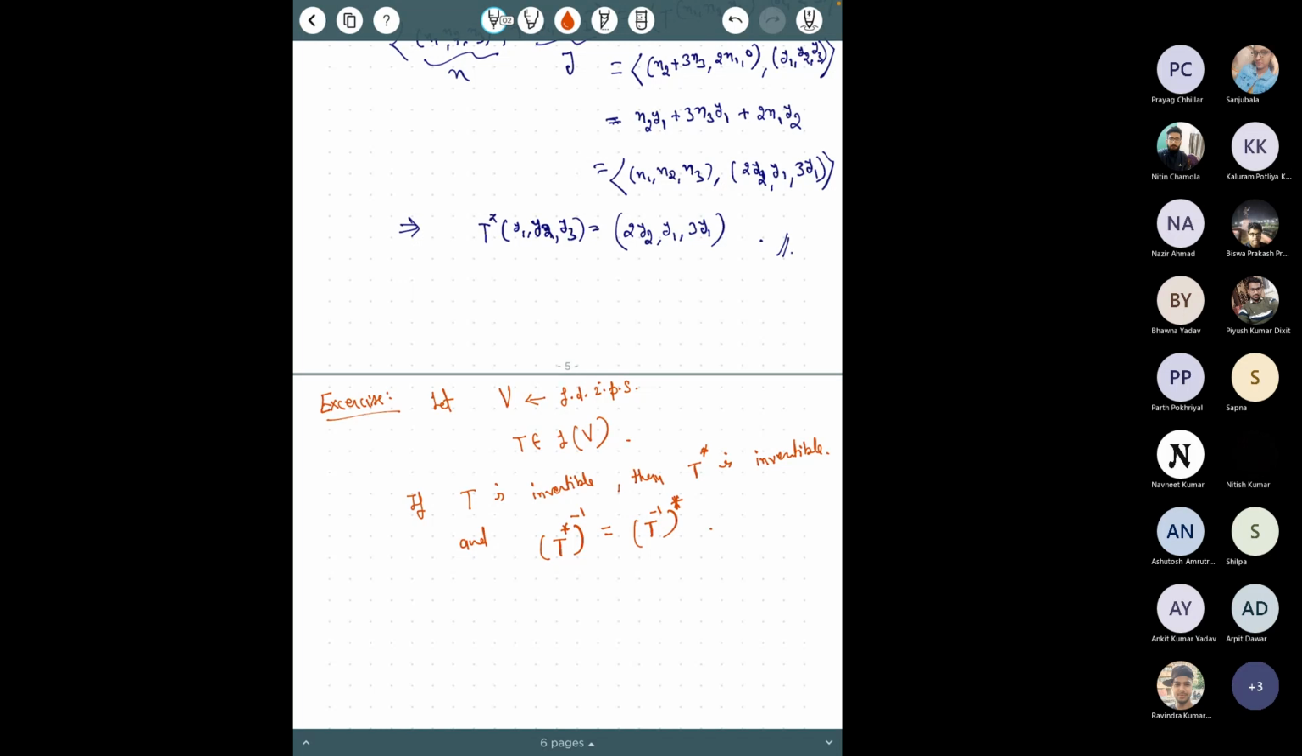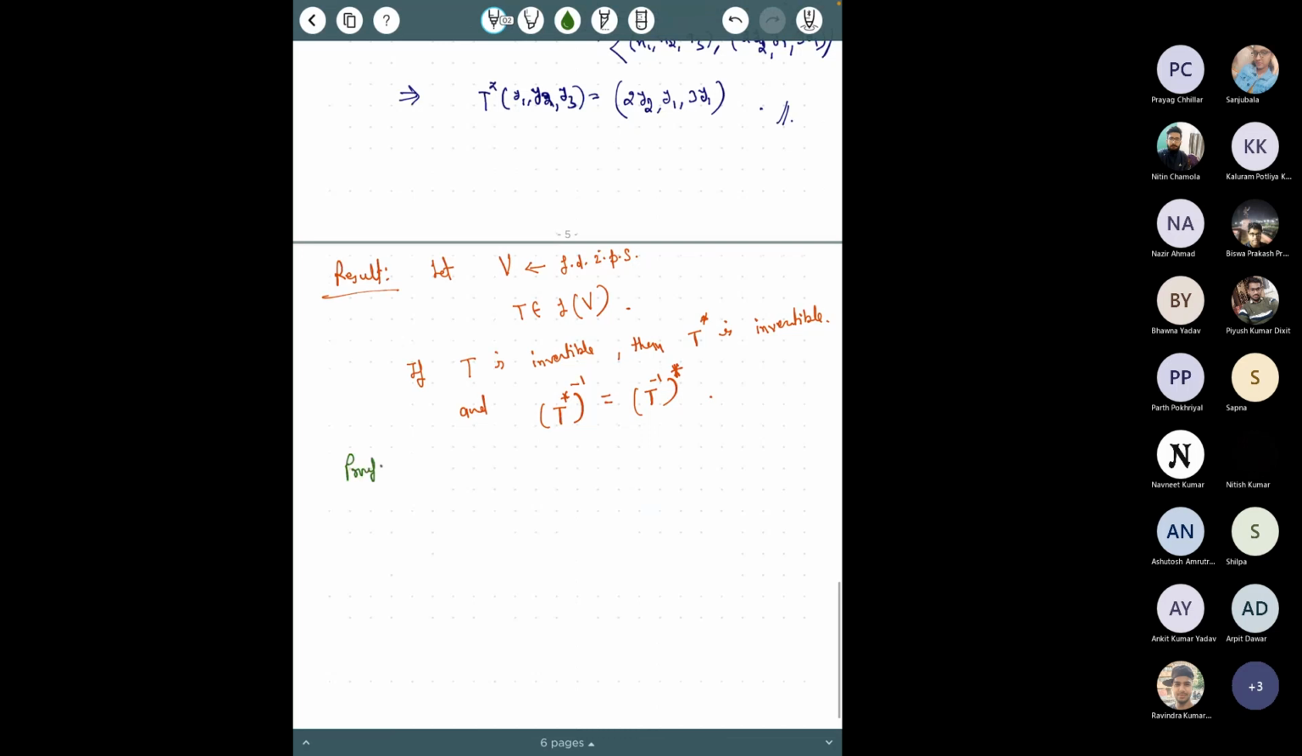So then, again, I will remove this as an exercise. I will prove this as a result. Since T is a linear operator, we know that T star exists because V is finite dimensional. We just have to show that T star is also invertible. T star exists and is also a linear operator on this space. Since V is finite dimensional, I'll just show that T star is one-one and I'm done.